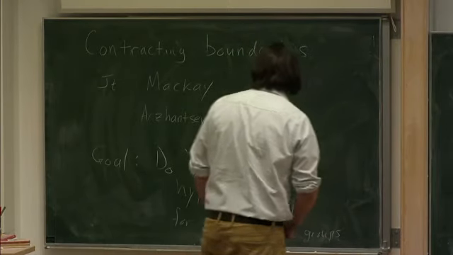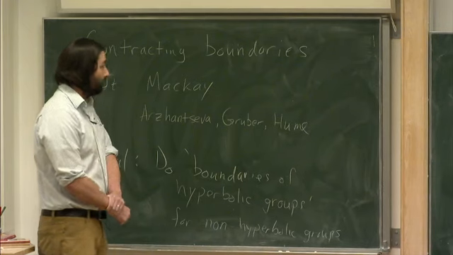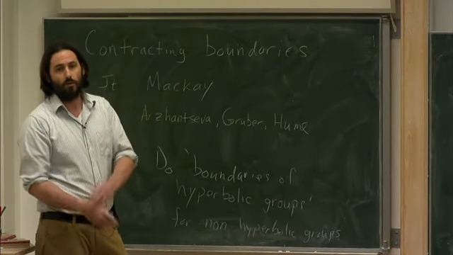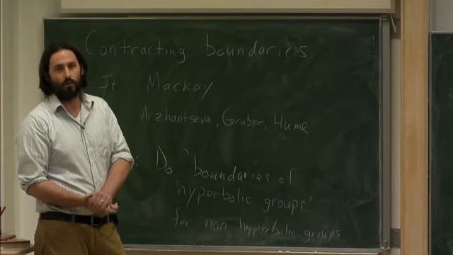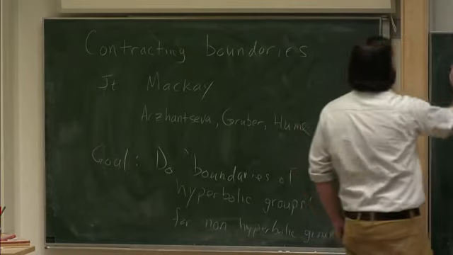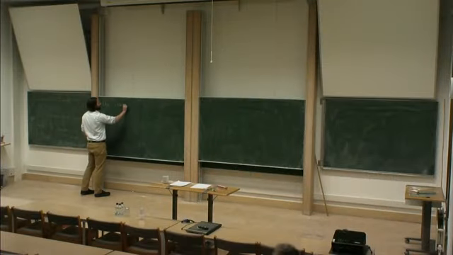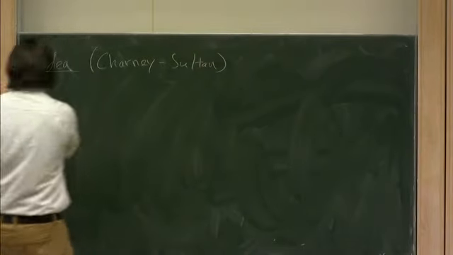So that's one thing that we'd like to get out of this. In what I'm going to talk about today, we're going to get a boundary that belongs to the group. So it's going to be quasi-isometry invariant. And the idea is Studa, Charney, and Sultan. And so this is the contracting boundary.